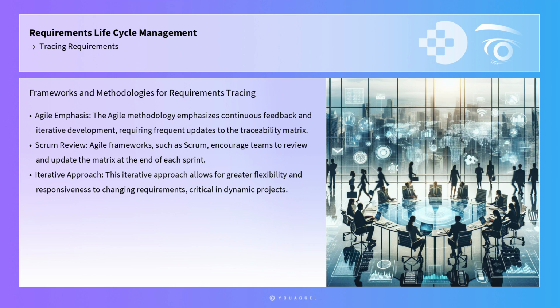Several frameworks and methodologies support the tracing of requirements, each offering unique benefits. For instance, the Agile methodology emphasizes continuous feedback and iterative development, which necessitates frequent updates to the traceability matrix. Agile frameworks, such as Scrum, encourage teams to review and update the matrix at the end of each sprint, ensuring that all changes are reflected and aligned with stakeholder expectations. This iterative approach allows for greater flexibility and responsiveness to changing requirements, which is critical in dynamic project environments.